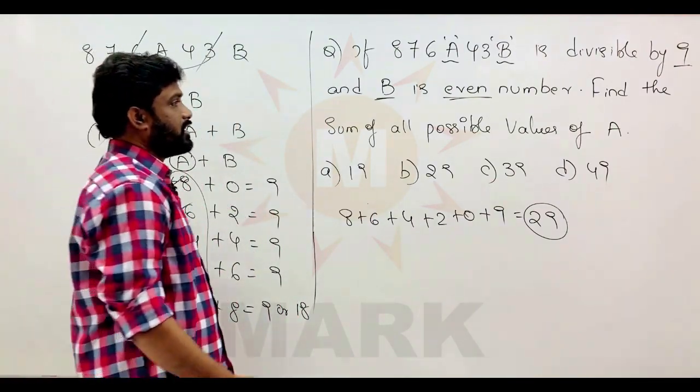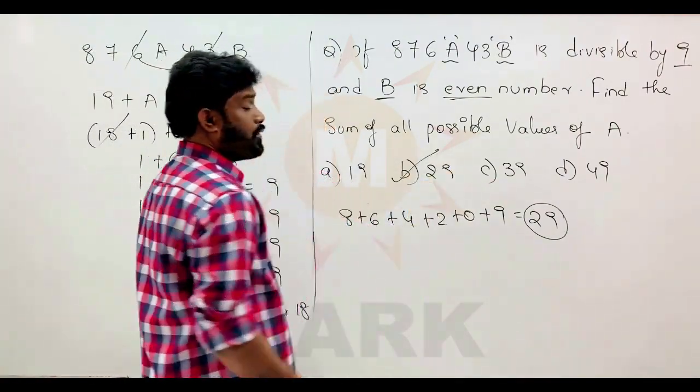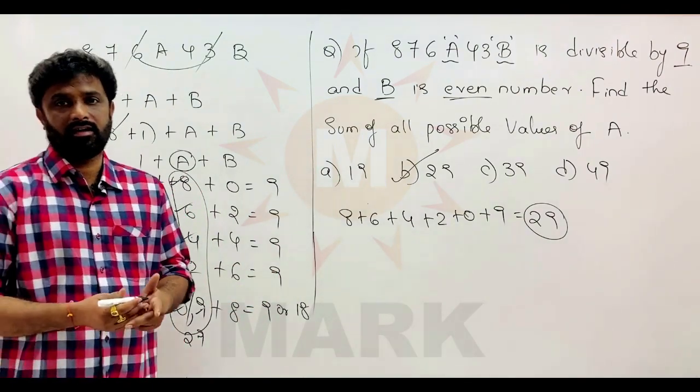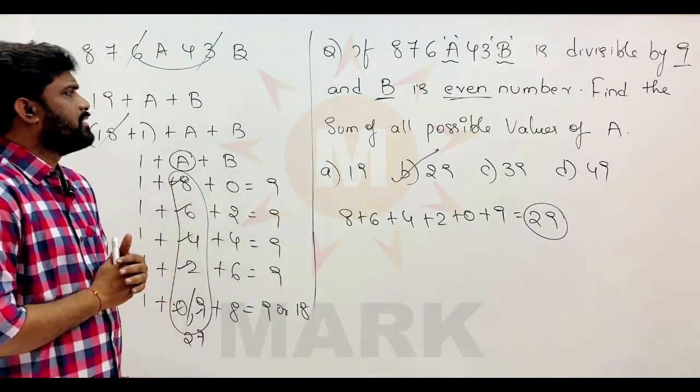So what is the sum? What is the answer for this question? 29. Option B, 29 is the correct answer for this question. Very good question, very tricky question.